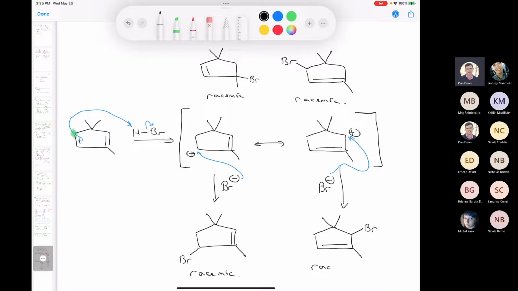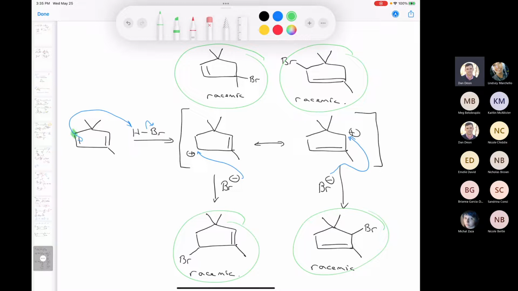So we end up with a total of 4 racemic compounds. I'll use my green pen here. We end up with 1, 2, 3, 4 different compounds. Again, this question doesn't have anything to do with kinetics and thermodynamics. It's just asking us to identify all the different products that we can form. Are there any questions about that one?